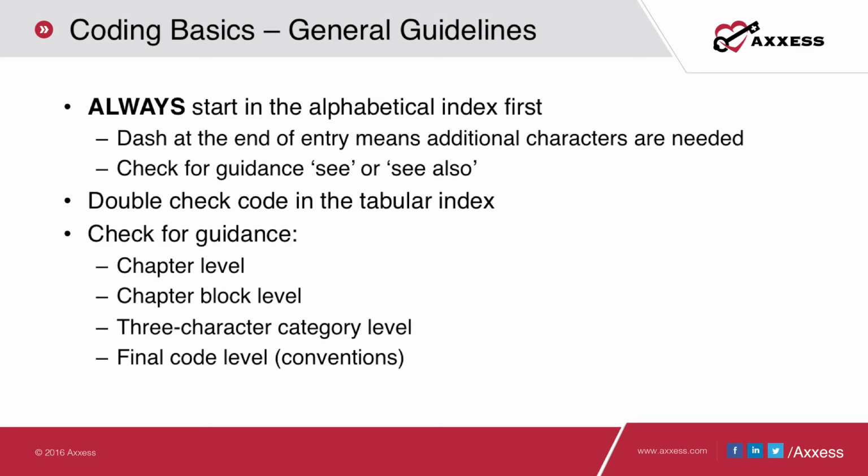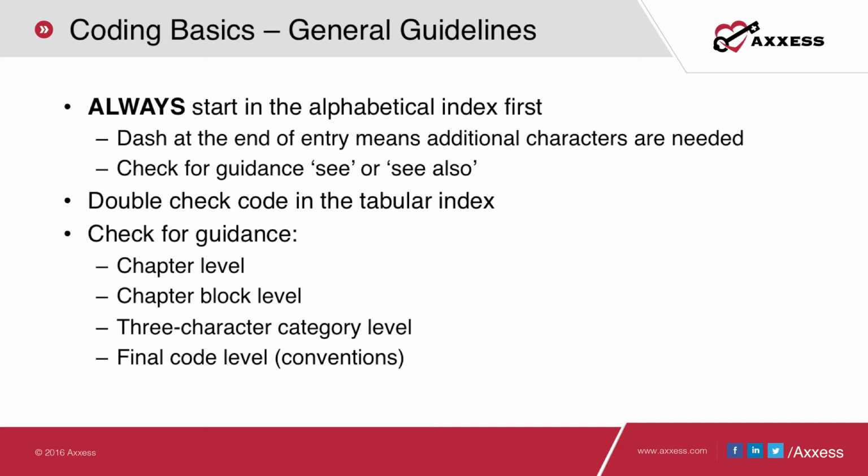As always, we're going to go over a few coding basics before we get into the topic for today. The one thing I like to remind all my coders is to always start in the alphabetic index first when you're in your code book. Regardless of how long you've been coding, when you get ready to look up a diagnosis, you should always start in the alphabetic index portion of your code book. There's information there that will help lead you to the correct code. For example, when you're looking up an entry, a dash at the end of that entry means that there are additional characters needed to complete that code.